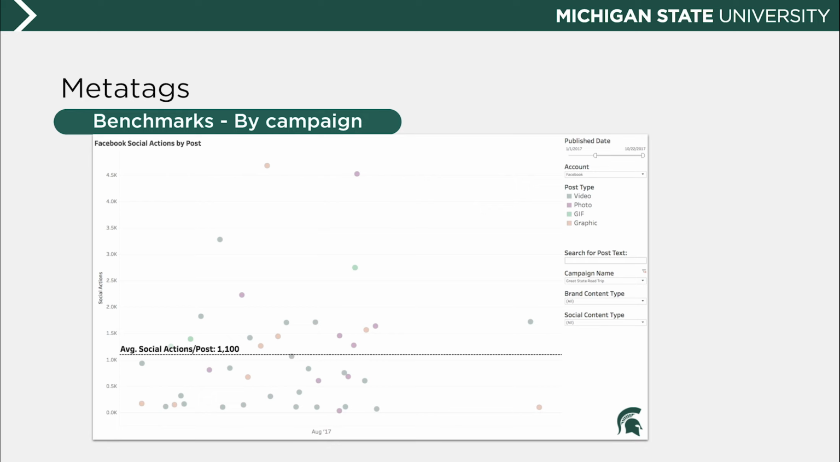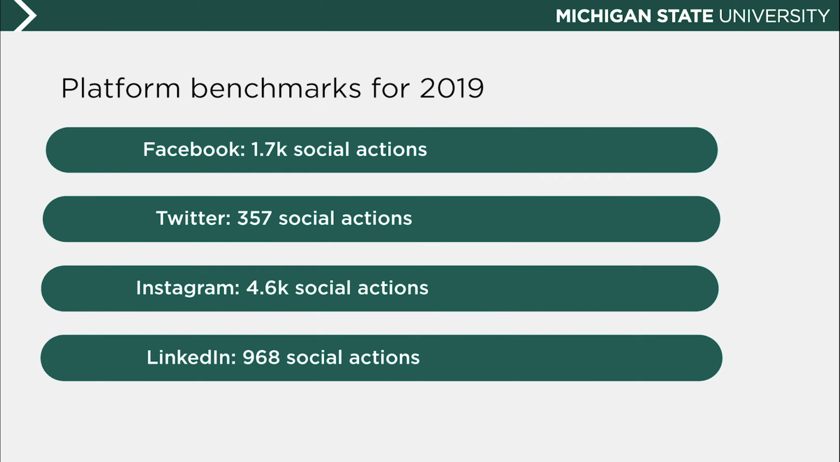We can also look at campaign. So for example, I would be able to compare our campaign for our holiday greeting from this year and look at last year and the year before. So all of the different posts we've done around a particular campaign or topic. Here are our platform benchmarks for 2019.